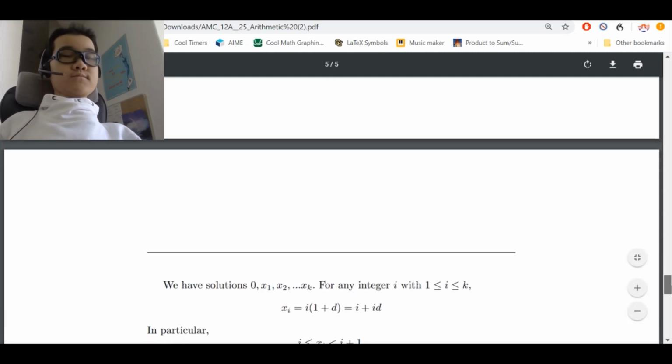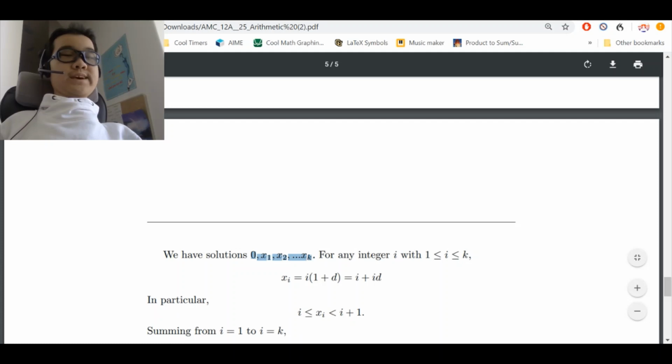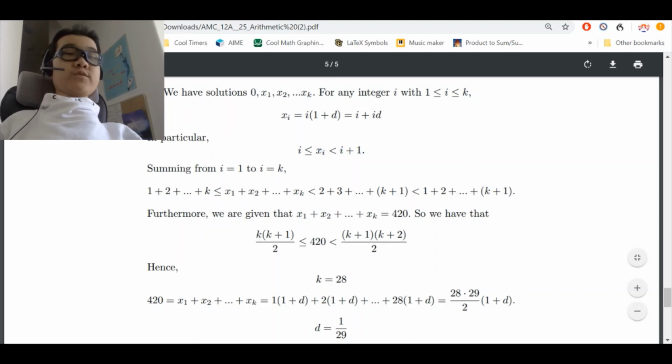Okay, to summarize that, we have solutions 0 all the way to xk, and 0 is added back for completeness. And for any integer I between 1 and k, we have that xi equals I times 1 plus d. And remember what this I was. This I was the floor of xi. So therefore, we have this. Okay, let's sum this equation from I equals 1 to I equals k. Then this becomes 1 plus 2 plus 3 all the way to k. This becomes x1 plus x2 all the way to xk. And this becomes 2 plus 3 plus 4 all the way to k plus 1. Now we can add 1 to this to make it nicer.